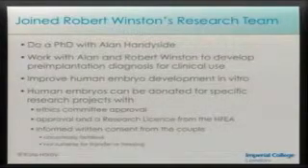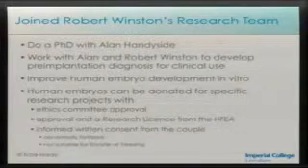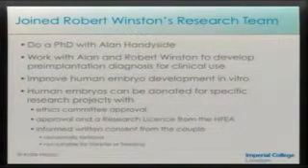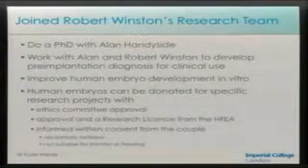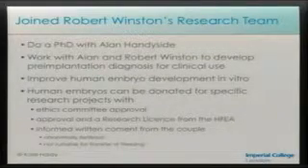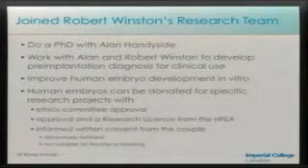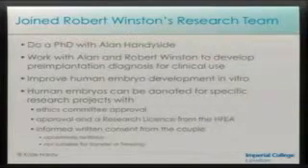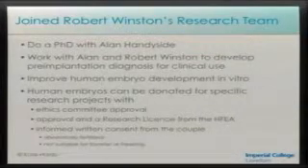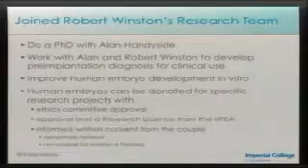So the plan when I moved was to do a PhD with Alan Handyside and work with both Alan and Robert on developing PGD for clinical use, and also, while I was at it, save the world and improve human embryo development in vitro.